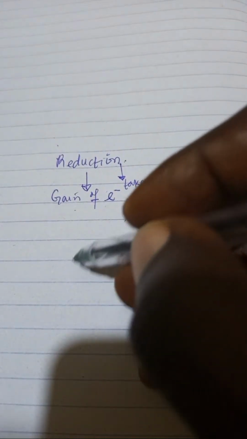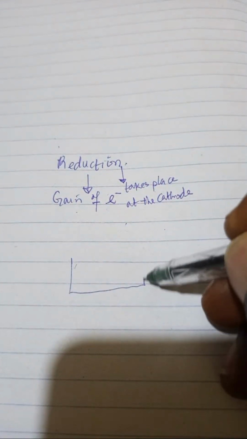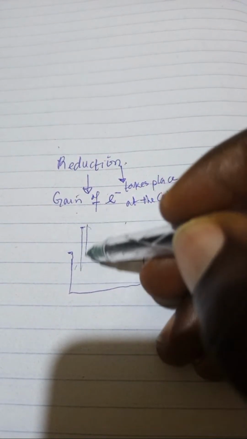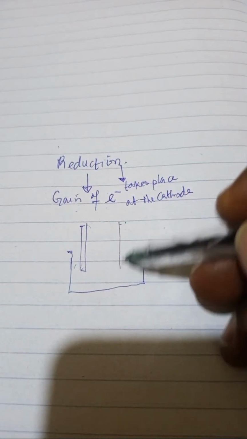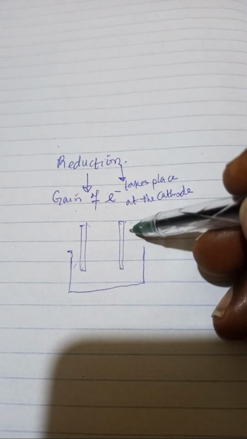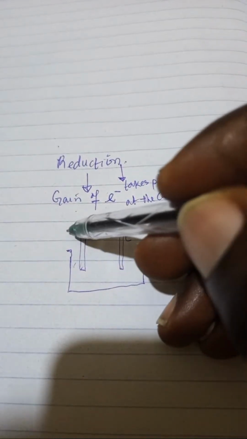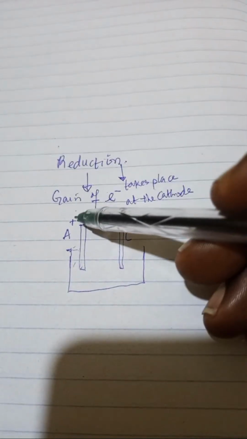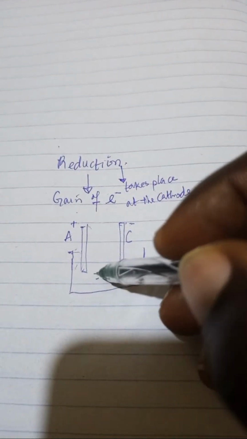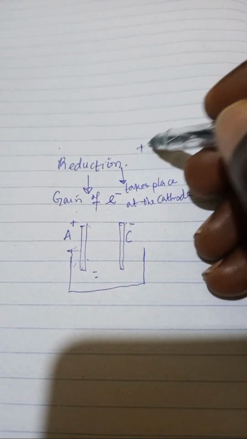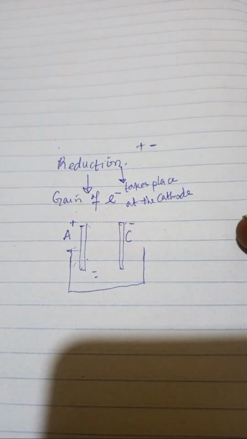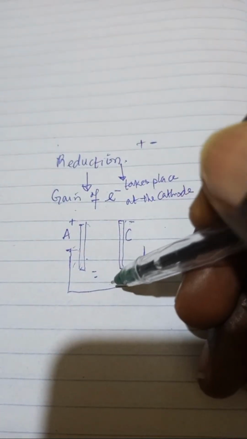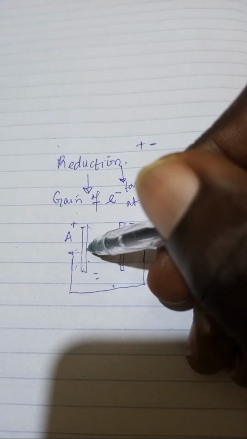So, from your law of charges, unlike charges attract, like charges repel. This is the anode here. This is the cathode. The cathode is negative. The anode is positive. So that means negative ions should be attracted to the anode, since plus and minus attract. Since the anode is plus, positive charges cannot come there because they are going to repel.